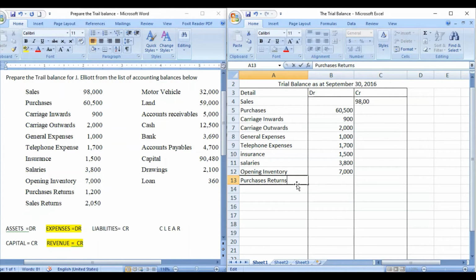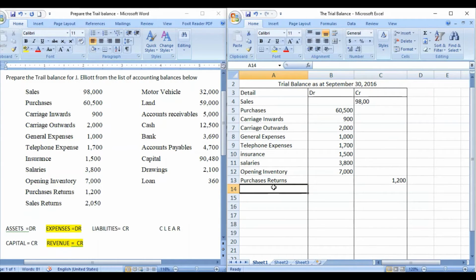So returns, they are a giver account. They are an example of revenue because you return the goods to the supplier. Maybe you find some fault or wrong size. For example, it might be wrong color, wrong size, damaged goods, so you return it to the supplier, so the supplier would have refunded you. So it's an example of a revenue account. Therefore it carries a credit balance, so it means that you would go to the credit side of your trial balance and you will put in the amount.